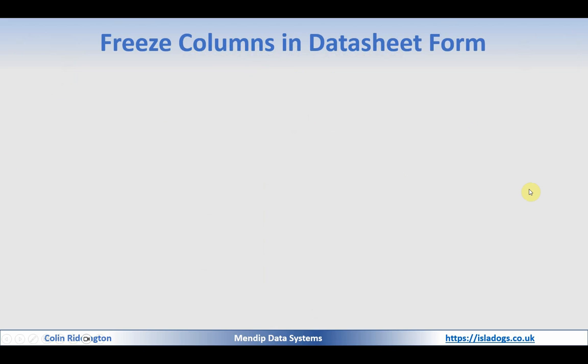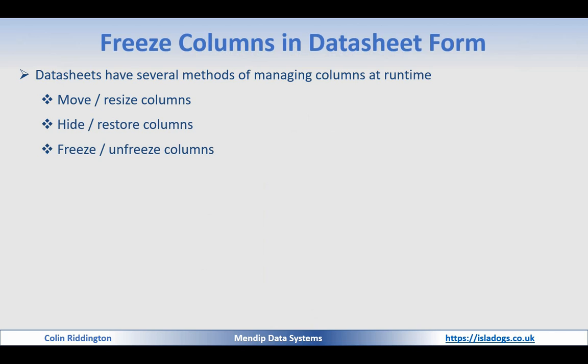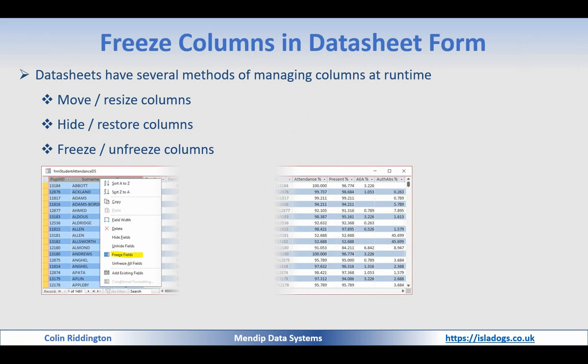Let's first of all explain the functionality that you natively have in datasheet forms. If you've got a large number of columns, far too wide to fit on your screen, there's several things you can do to manage those at runtime. You can move or resize columns so you can focus on the columns that you want to and make them the width that you need them to be. You can hide individual columns and then restore them later. And as already mentioned, we can freeze and unfreeze columns so they stay fixed in position when scrolling.